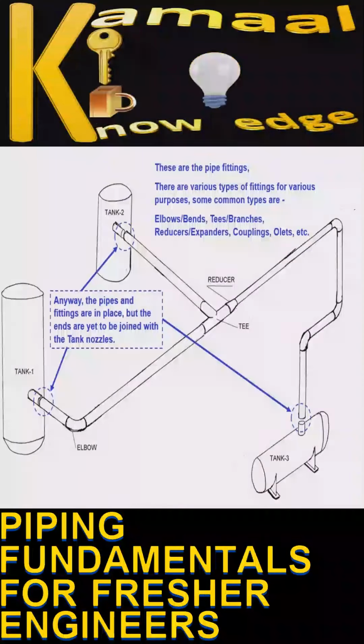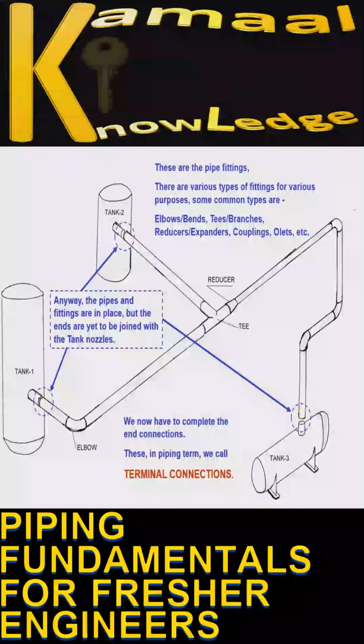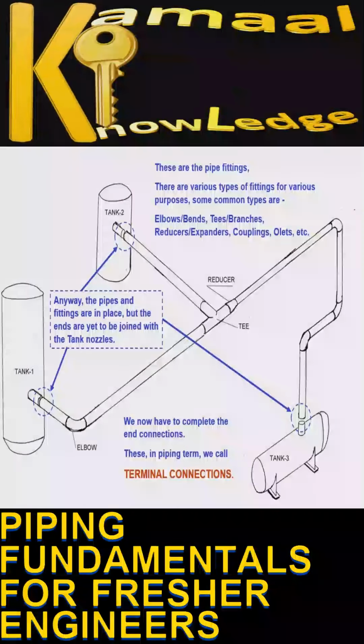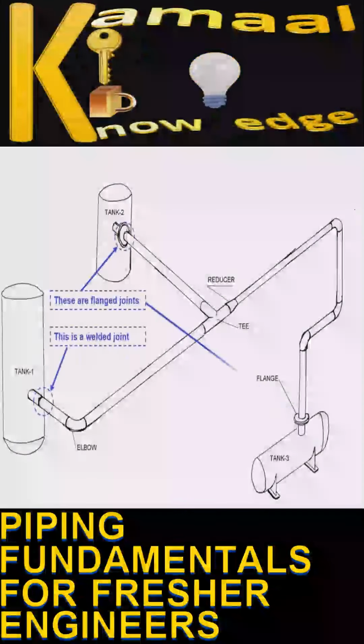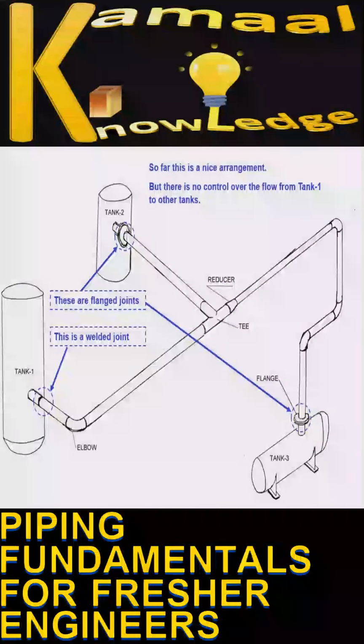Anyway, the pipes and fittings are in place, but the ends are yet to be joined with the tank nozzles. We now have to complete the end connections. These, in piping terms, we call terminal connections. These are flange joints. This is a welded joint. So far this is a nice arrangement.